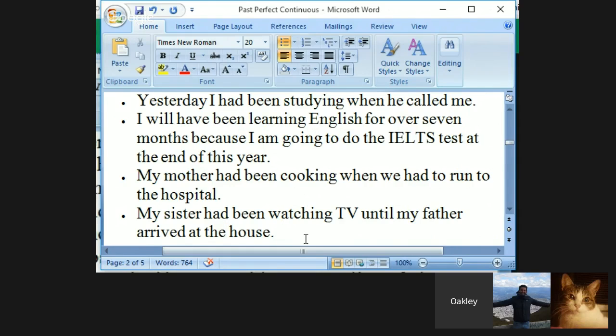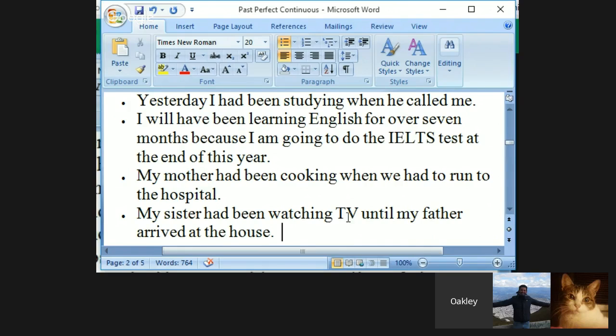Only maybe until my father arrived home. Arrived? No, I think arrived at home, with the preposition. Okay. Yeah, that would be better. Okay, now wait a minute. Let's look at the rest here.